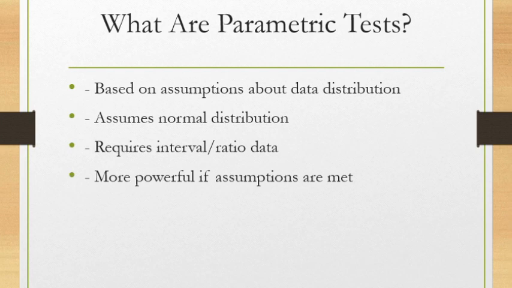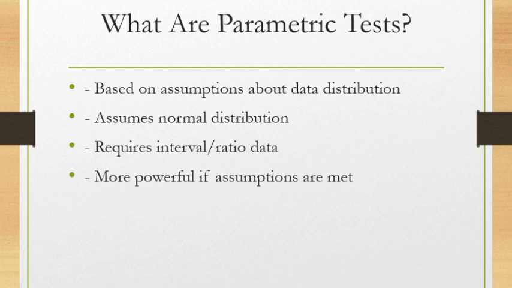What are parametric tests? Parametric tests are based on assumptions about the underlying distribution of the data, usually assuming that it follows a normal bell-shaped distribution. Another assumption of parametric tests is that the data must be at the interval or ratio level. That is, it has to be continuous measurable values. For example, height, weight, temperature, those are data at interval or ratio level. And that is the type of data that can be used with parametric tests.